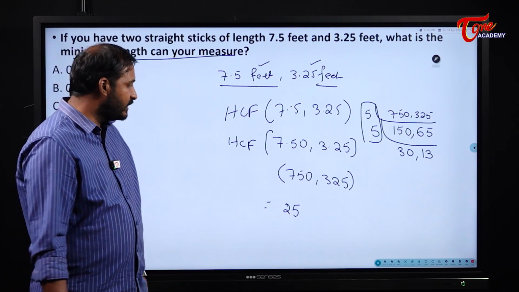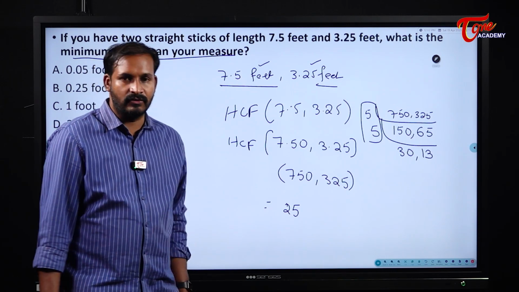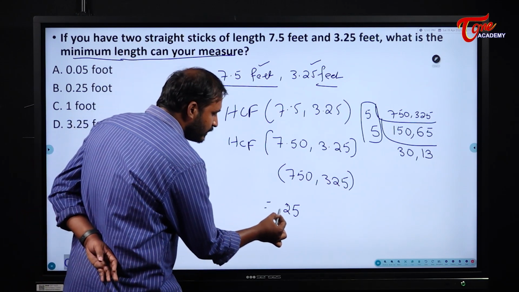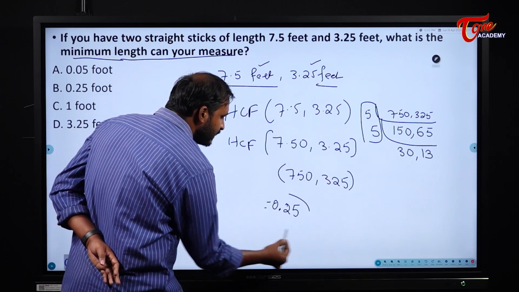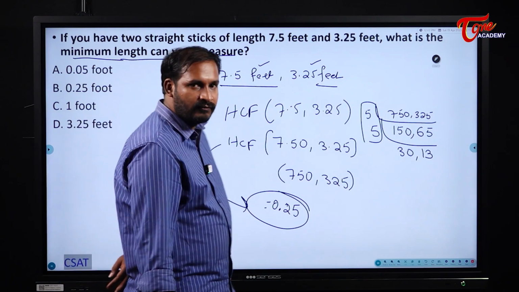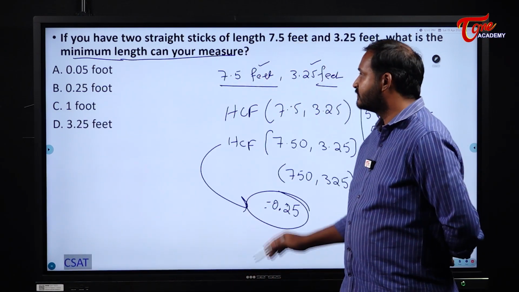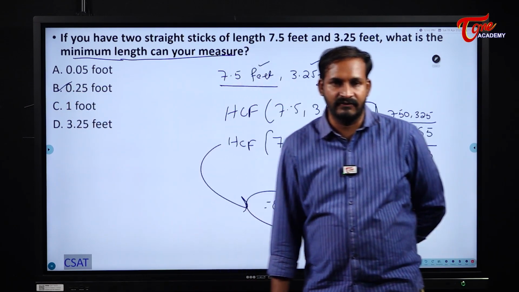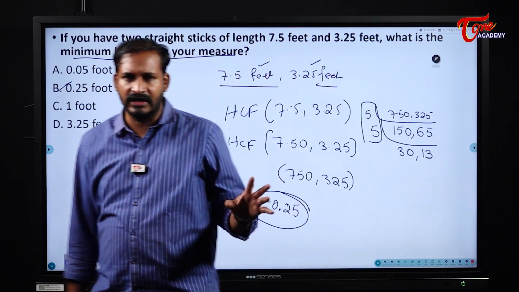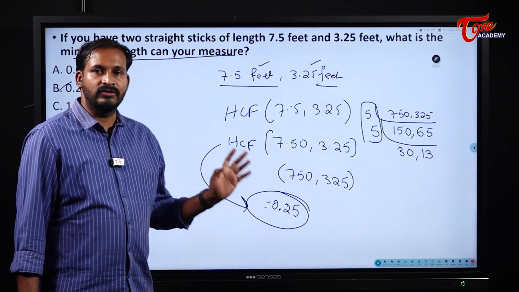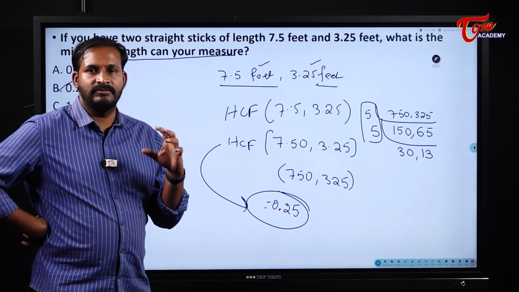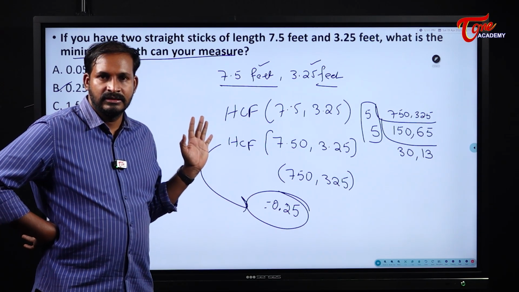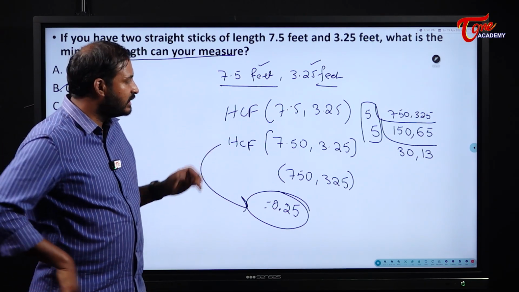But actually, do we need to find the HCF of 750 and 325? No, we need to find the HCF of 7.50 and 3.25. So put the decimal point before 2 digits. The HCF of our given numbers is 0.25 foot. So the minimum distance which we can measure by using those two scales is 0.25 foot, the HCF of those two numbers. Simple, students, don't get confused. Make sure the decimal lengths are equal, ignore the decimal point, find the LCM or HCF, and at last put the decimal point. That's it. Understood?